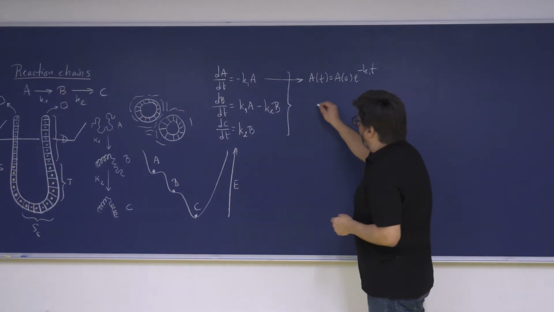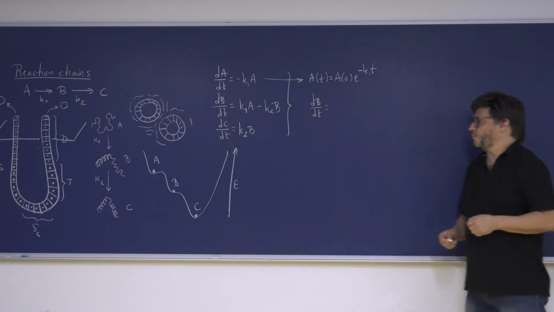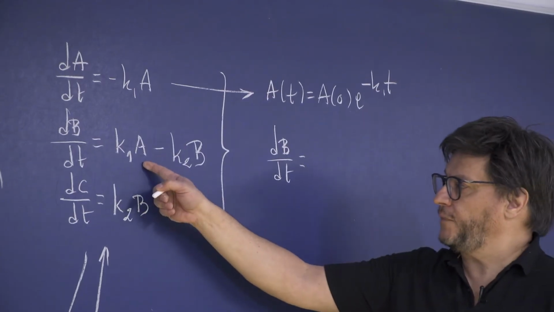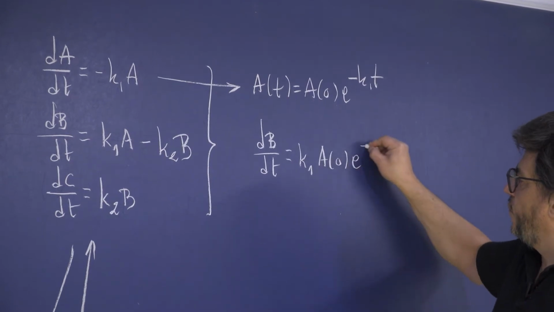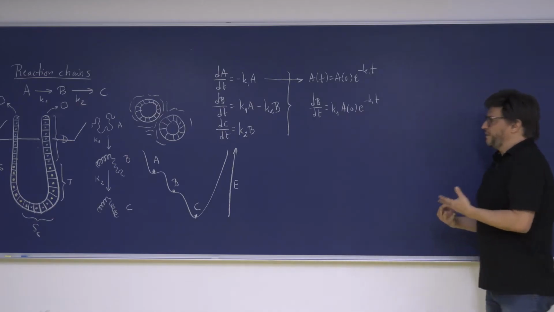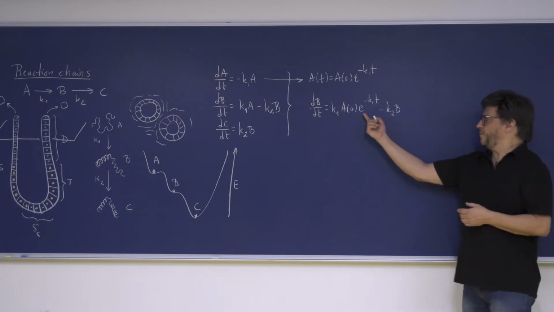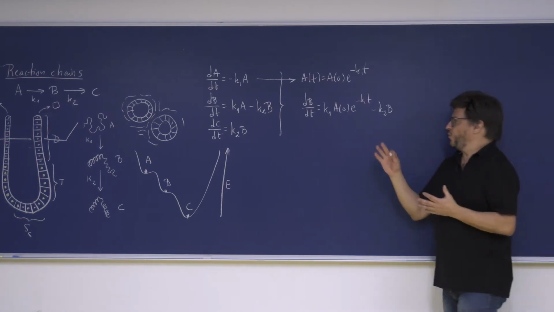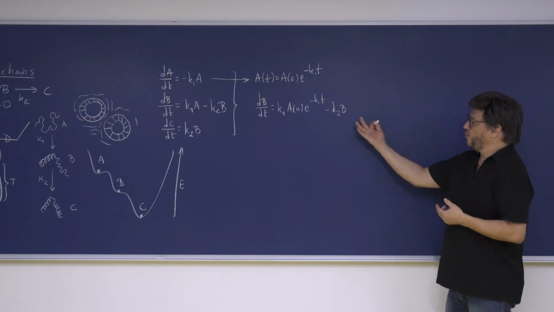All right, what happened then, and that's the crucial part, what happened with the second equation? Well, we know now that A can be calculated independently, all right? So we can actually use explicitly its form, and we end up with a differential equation that has a time-dependent part here that cannot be separated. We cannot just put in one side b's and in one side time. We cannot. So how do we solve this?